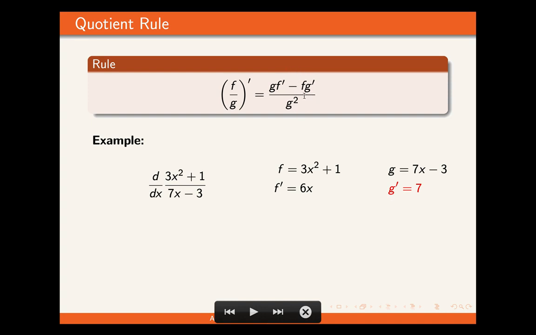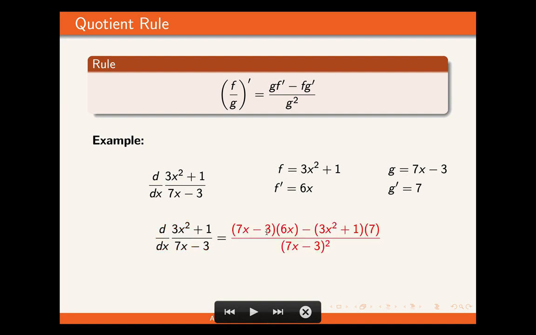So if that is the case, let's apply the quotient rule here. This is the function whose derivative we need to figure out, and we already have all the necessary information. Our goal is to just plug that information into this formula. Let's begin with the numerator. Here is g, so replace that by 7x minus 3, replace f prime by 6x, replace f by 3x squared plus 1, replace g prime by 7, and on the denominator we need the square of g, so we square 7x minus 3.